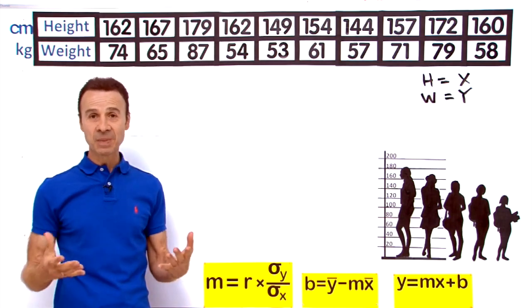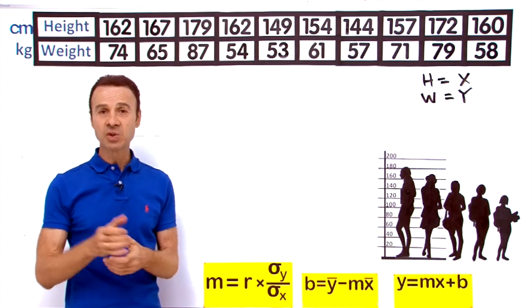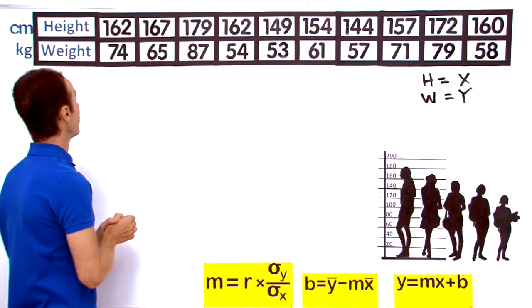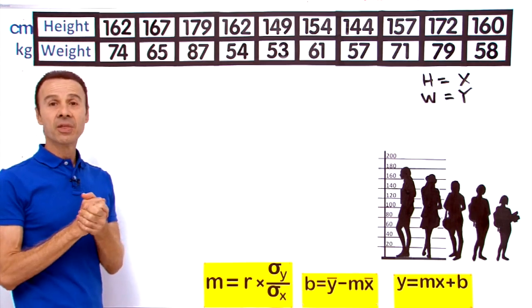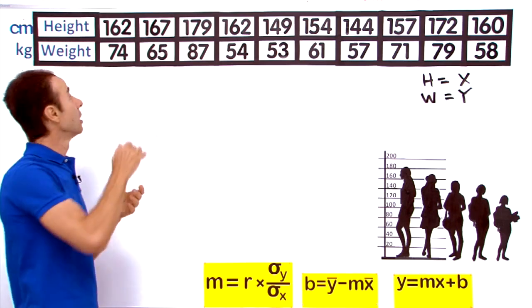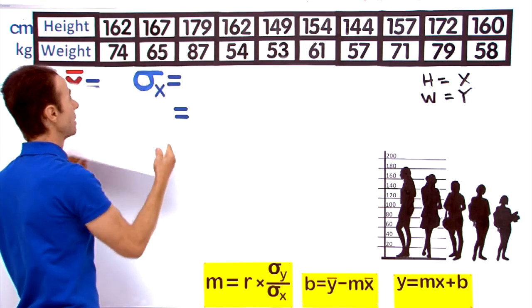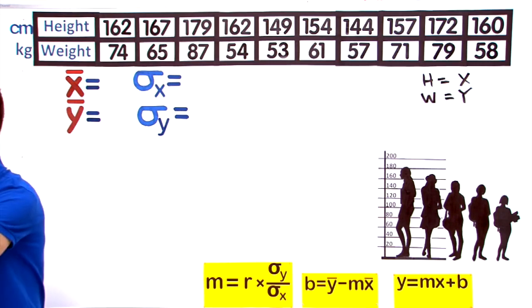So let's go for step number 1. We're going to do some calculations. We're going to use the calculator. I'm going to walk you through it step by step. And what we want to find is the mean of each variable, the variables of the height and the weight, and the standard deviations of each one. So that's step number 1. Let's go ahead and do that.